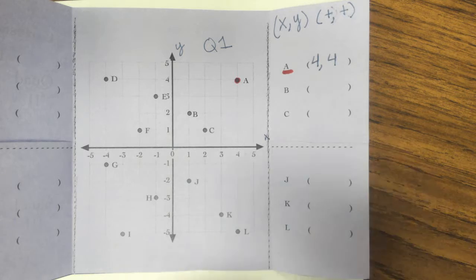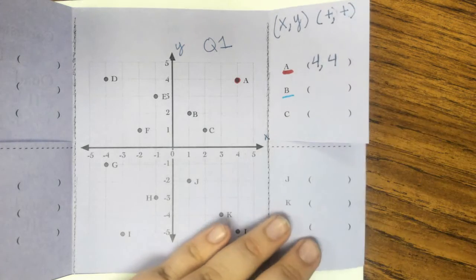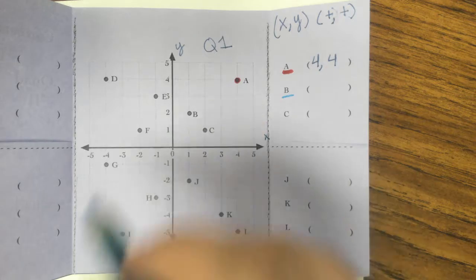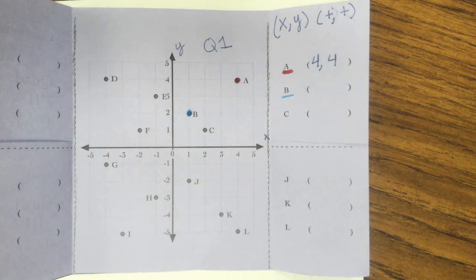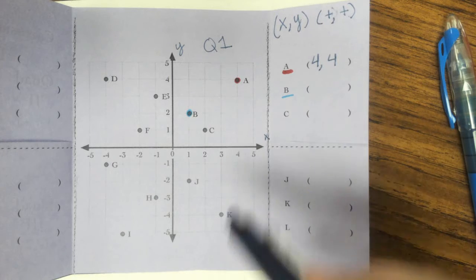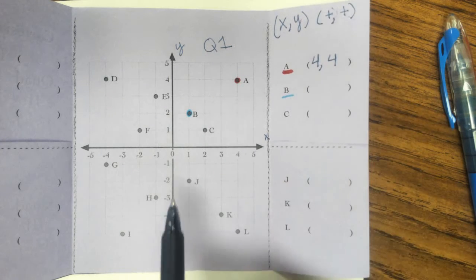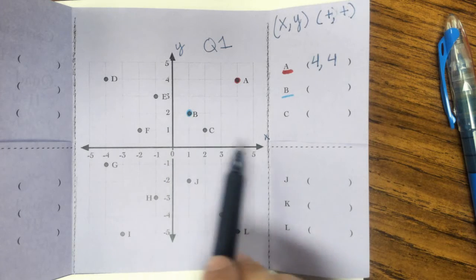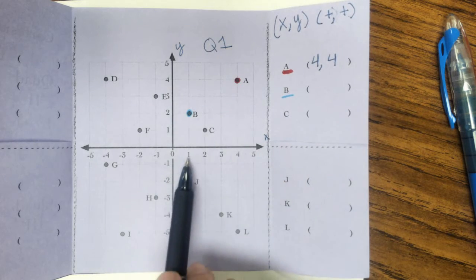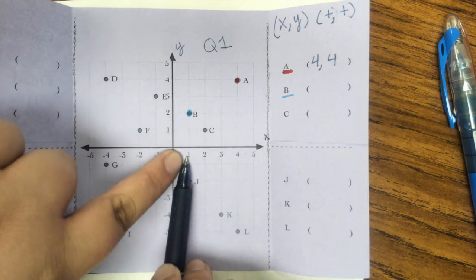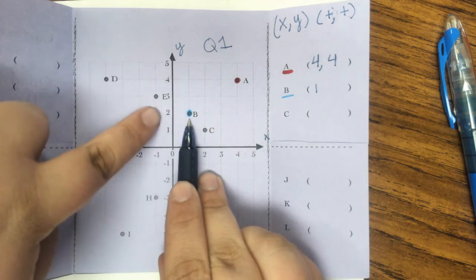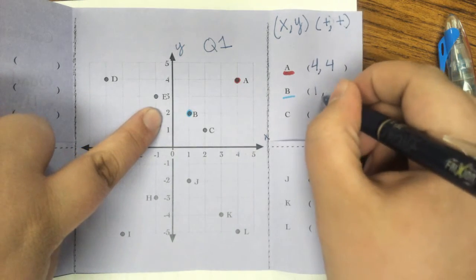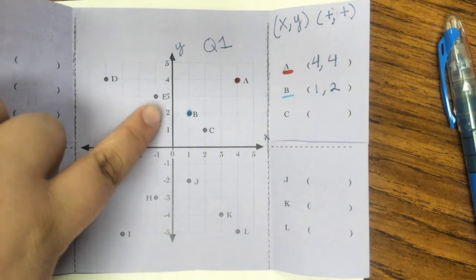Find B on your graph. Find B on the coordinate plane. That's right here. The location of point B, the ordered pair for B: on the x number line, B is at 1. On the y number line, B is at 2. So the ordered pair for B is 1, 2.